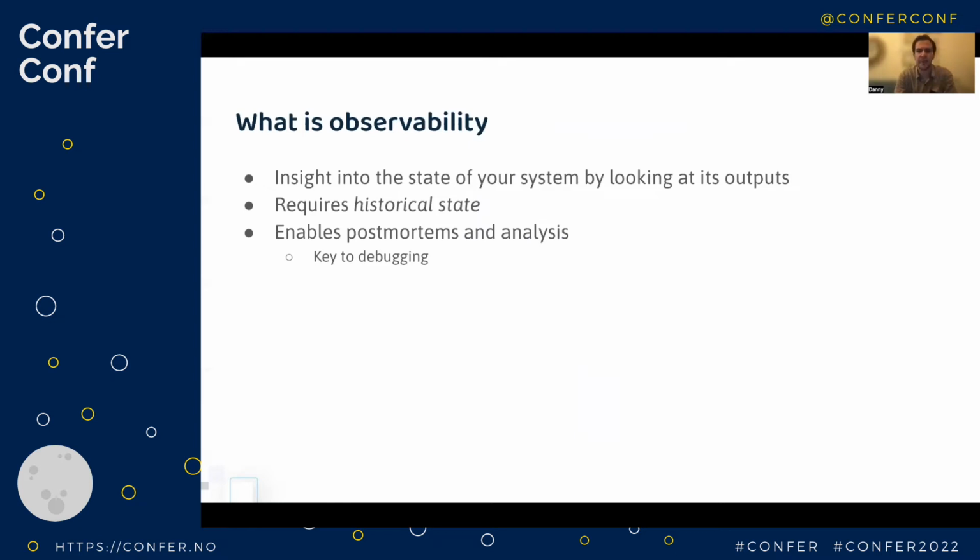Observability fundamentally is insight into the state of a system by looking at its outputs. What does this mean? It means that you're able to understand what's happening with an application or with any kind of system based only on looking at the things that it is producing.